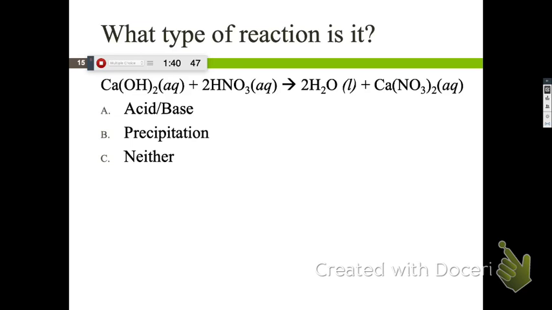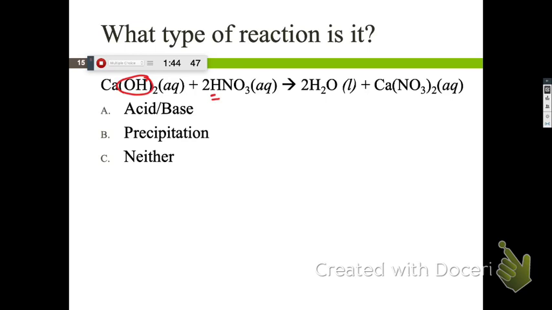So, if it's got a hydroxide and a hydrogen, it's going to create the H2O and the salt, which is going to give you an acid-base neutralization. Great. So a number of different properties we're looking for.